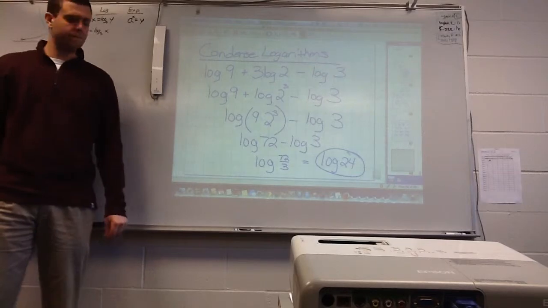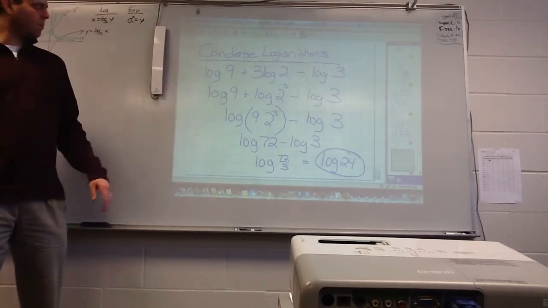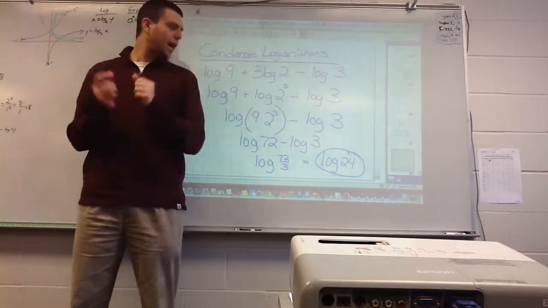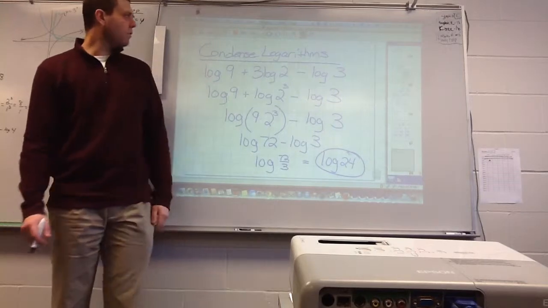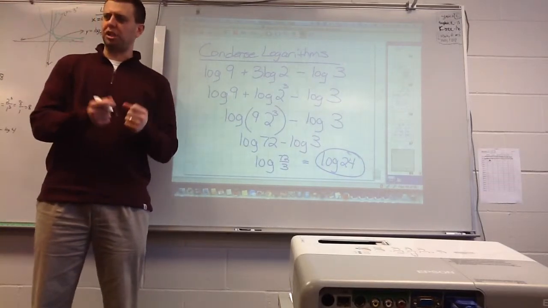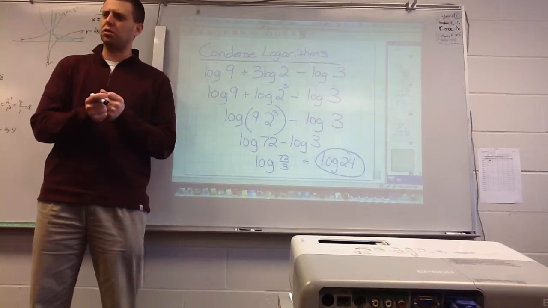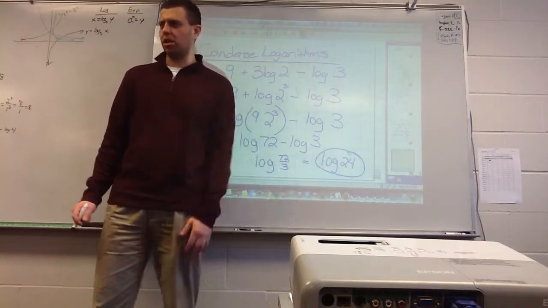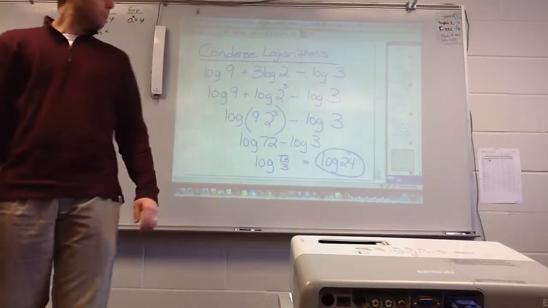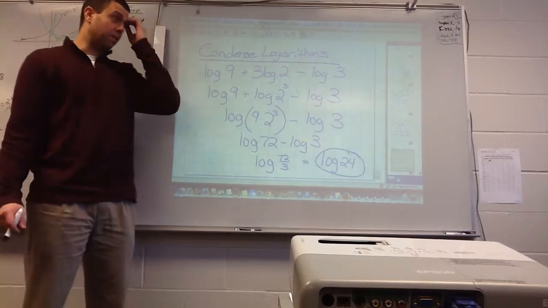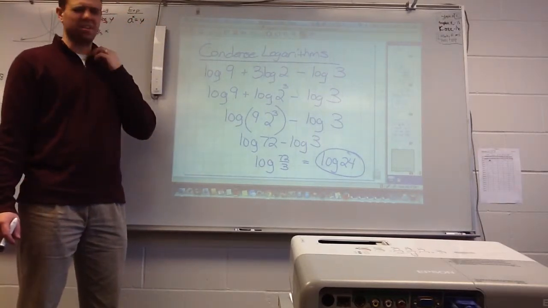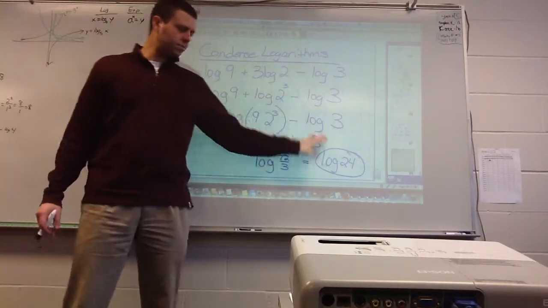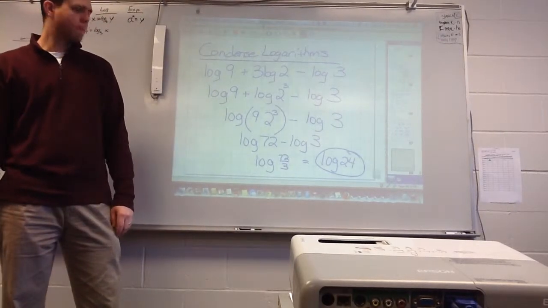When we have it at that stage, do you want us to simplify it? Nope. When it just says condense, all I'm looking for is for you to go from multiple logarithms down to a single logarithm. Now if it would say condense and simplify, or condense and evaluate, something like that, then I would go ahead and type in log 24 and get your answer. But a lot of times, and I think on the test we have variables, so you're not going to be able to do anything with it. But you'll just go from multiple logarithms down to a single logarithm. Okay?